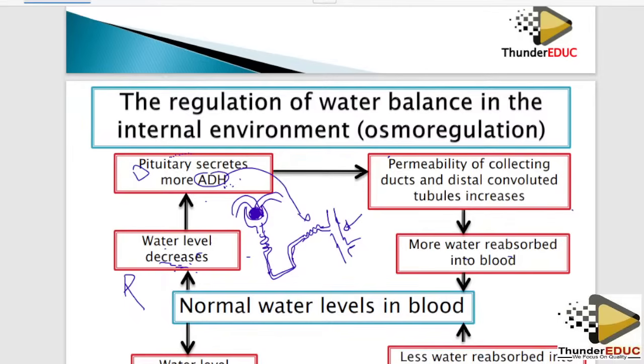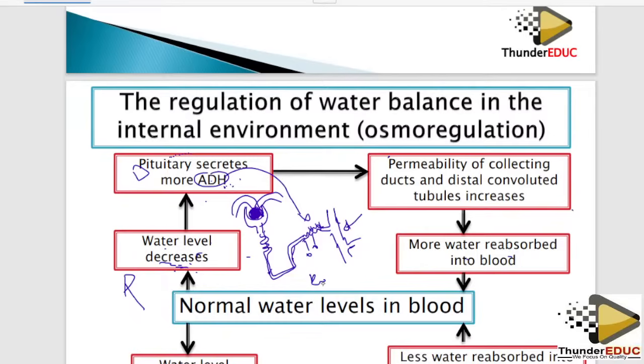Or if you eat something which is salty, if you eat meat, people who go to cheese nyama, if you eat that hot nyama, please make sure that you drink water. Why? Because these proteins require more water to be metabolized. So now what happens is this ADH will make the walls of the nephron, the distal convoluted tubule, become more permeable. When it becomes more permeable, it means that more water is being reabsorbed.